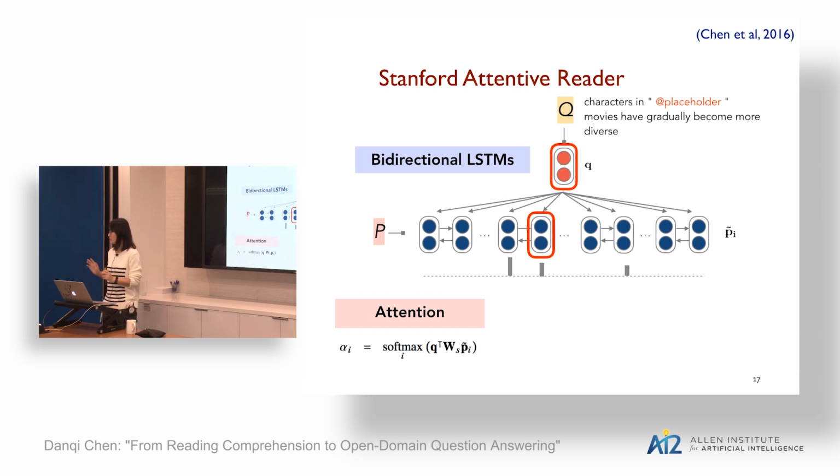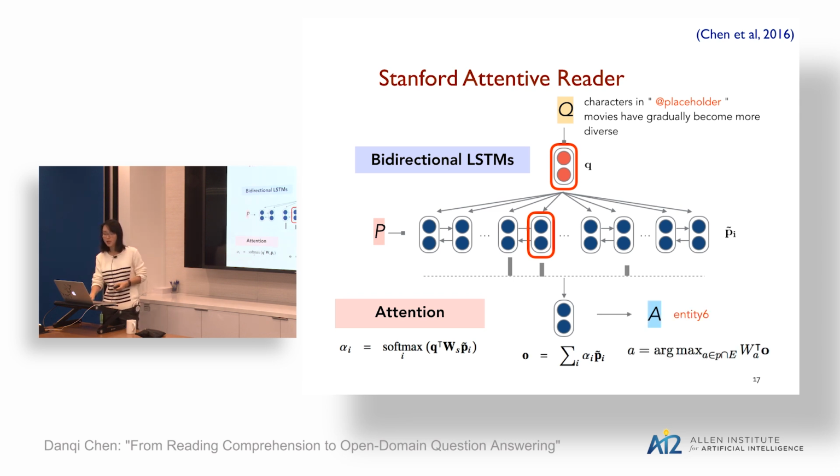Actually, if you have any questions, feel free to interrupt me, and I'm happy to answer. The next step is we have this attention function. We are going to compute a weighted representation of the hidden representations, and we call this the output vector. Then we use this output vector to make a prediction. For this example, we hope that the system is able to predict entity 6.